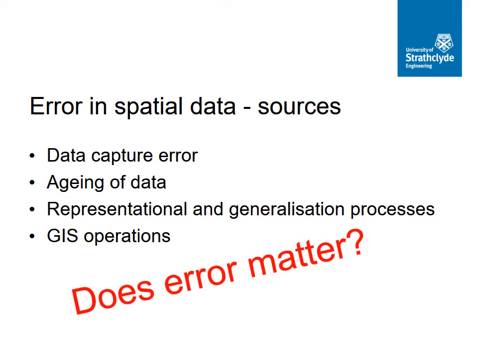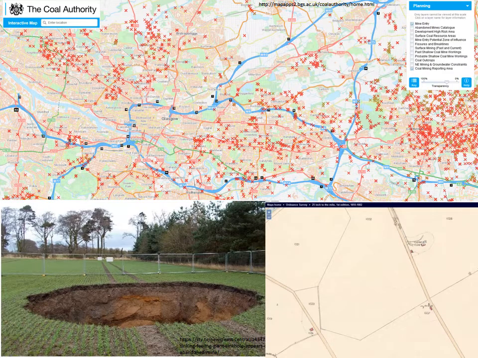Does the error matter? Sometimes it does and sometimes it doesn't. It really depends on whether the data is still fit for purpose. Here you see the locations of mine entries as recorded by the Coal Authority. The Coal Authority uses all these historical maps to find all these locations of old mining.